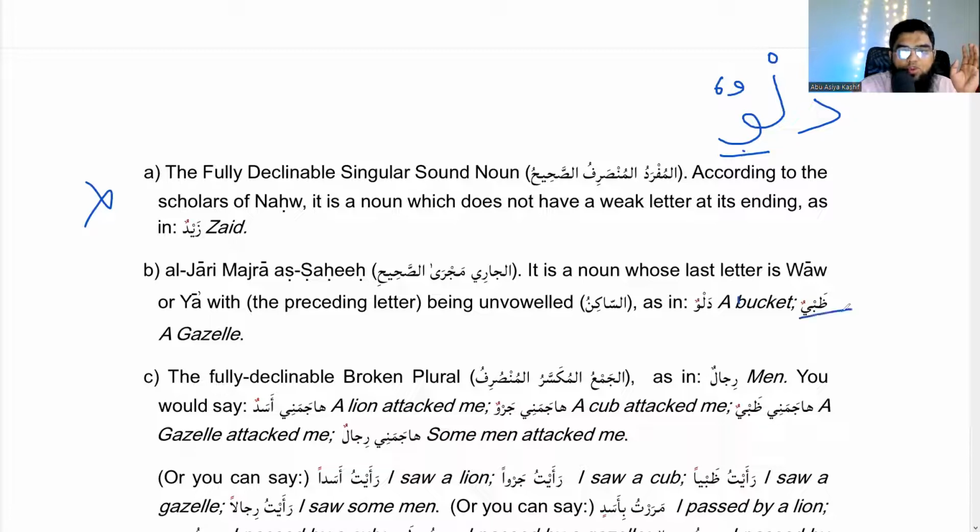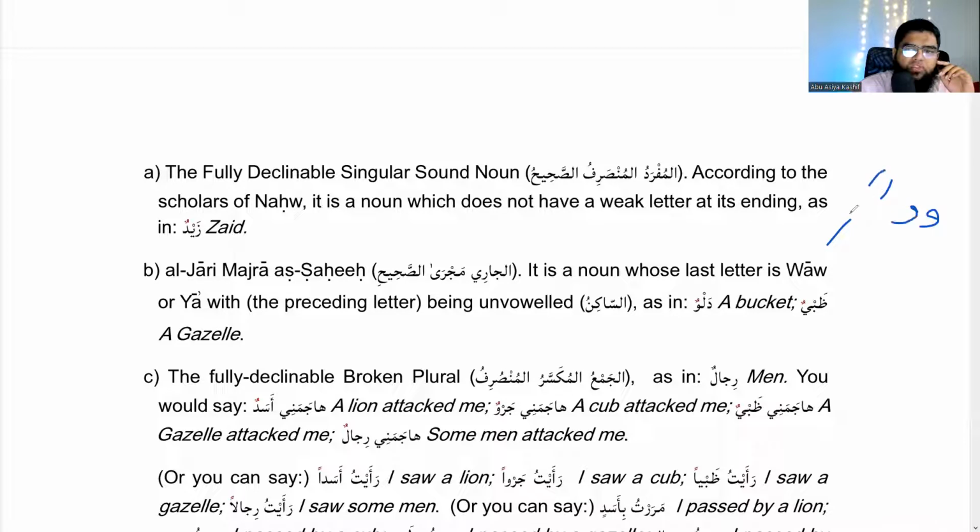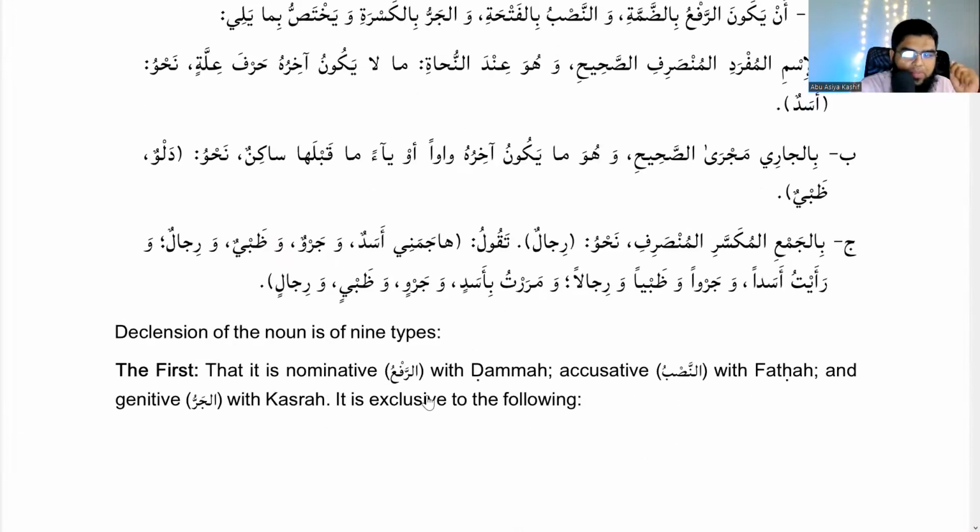Dhabyun is a deer, a gazelle: dhabyun, dhabyan, dhabyin. In these jari majra sahih words also, you see a dhamma, a fatha, a kasra, or two dhammas, two fathas, two kasras. Jari majra sahih means similar to the sahih. Even though it has a waw or ya, because the previous letter has a sukoon, it is treated like a sahih. So dalwun, dalwan, dalwin.